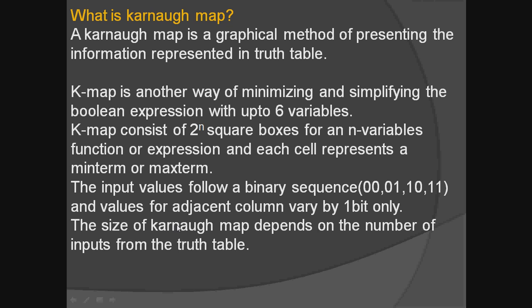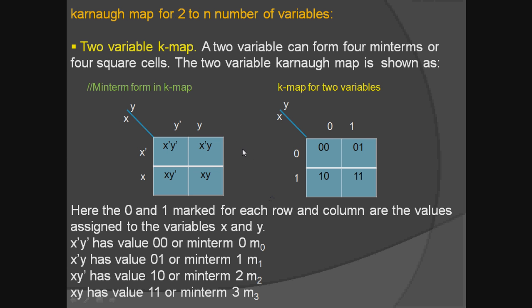Now the size of the K-map depends on the number of inputs from the truth table, right? So based on the number of inputs, if you have 2 inputs, then the size of the K-map will be 4. If you have 4 inputs, the size of the K-map will be 16, like that. Okay. So now this is just the theoretical side. So we will move on to the practical implementation of that.